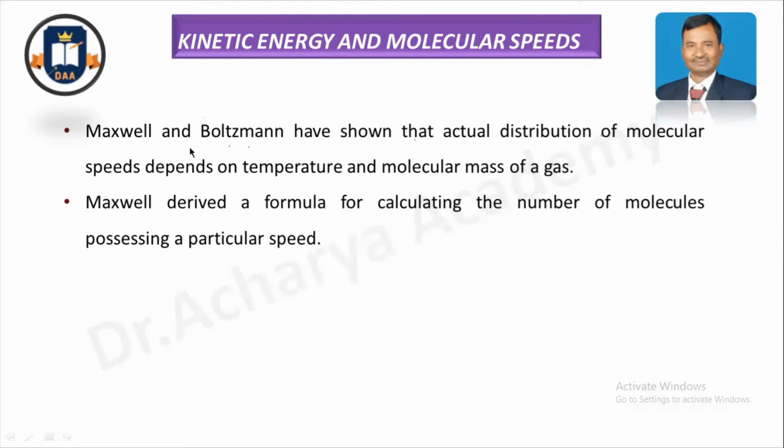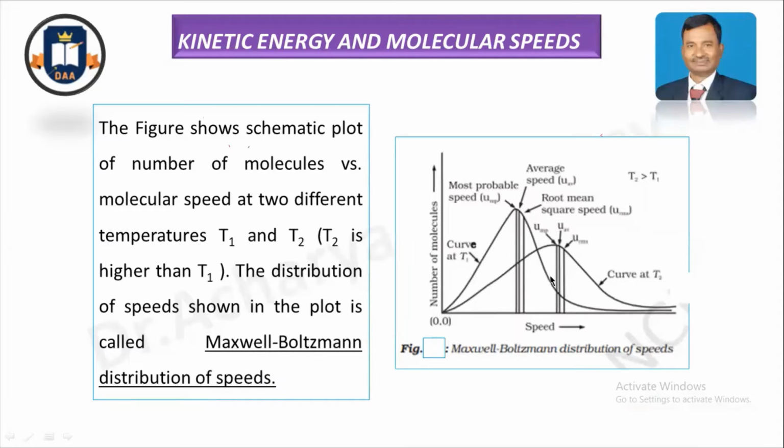So Maxwell and Boltzmann showed the actual distribution of the molecular speed, which depends on temperature and molecular mass of a gas. So Maxwell derived a formula on the basis of this concept of the distribution of molecular speed, which depends on the temperature and molecular mass of a gas. So the right side figure is there.